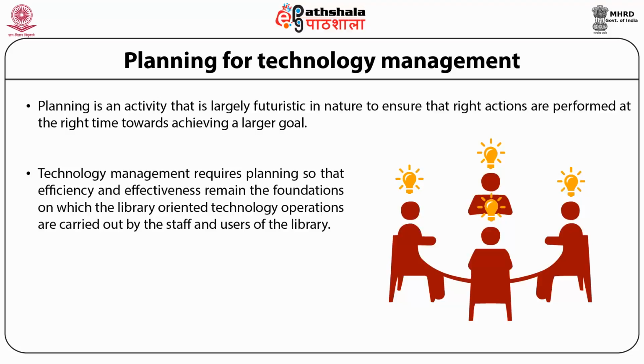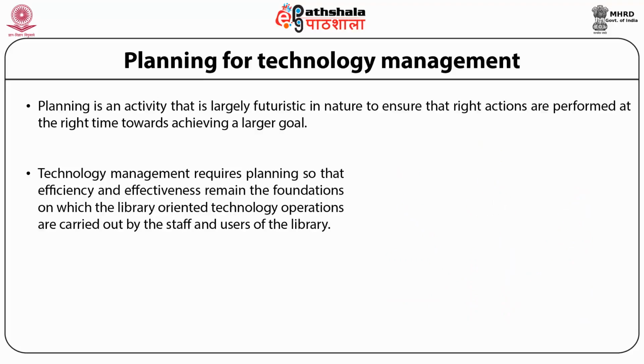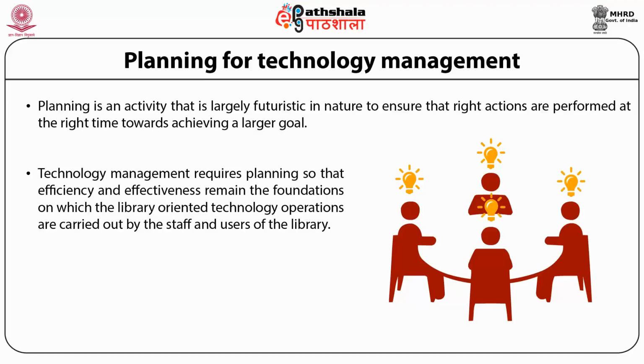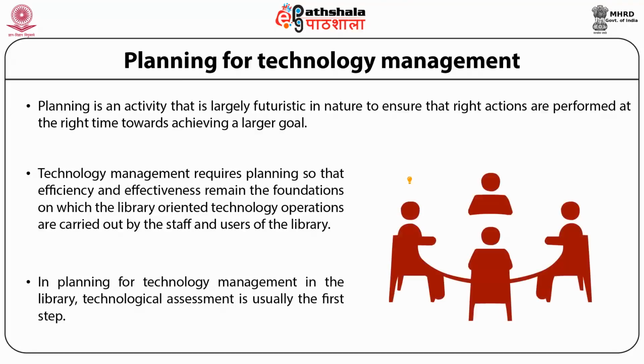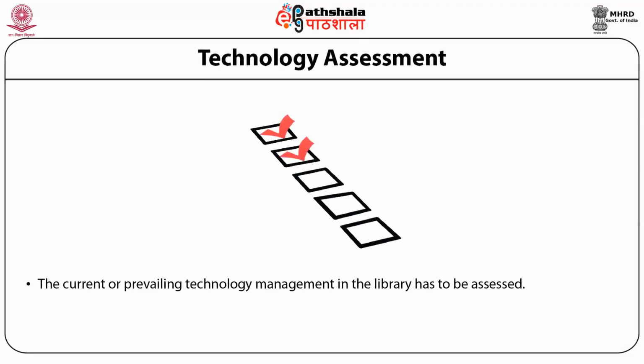Now, technology management requires planning so that efficiency and effectiveness remain the foundations on which the library-oriented technology operations are carried out by the staff and the users of the library. So when we talk about planning for technology management, the first aspect is technology assessment. We need to assess the technology that we have in the libraries. This can be considered as the first step, that is, technology assessment as the first step for planning for technology management. The current and prevailing technology management in library has to be assessed.